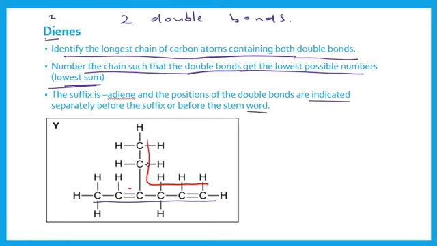Even though if I look at the red chain, you will have 1, 2, 3, 4, 5, 6 carbon atoms. If you look at the purple chain, you have 1, 2, 3, 4, 5, also 6. So 6, 6. Which one do we choose?